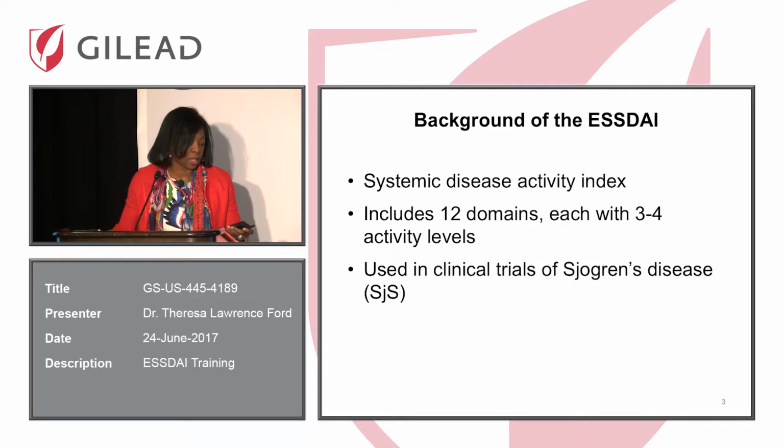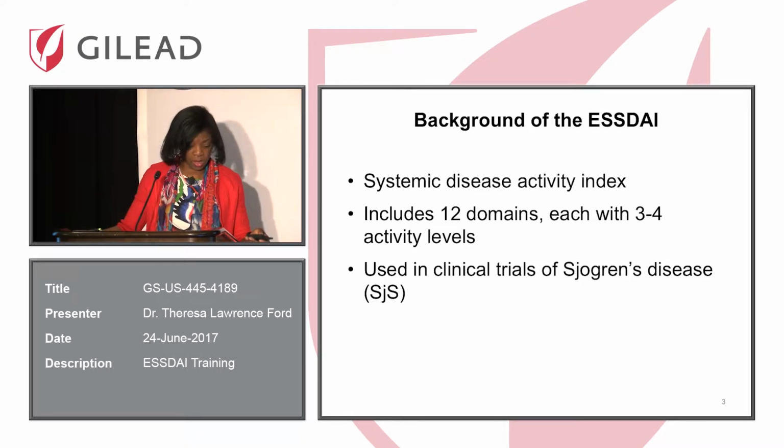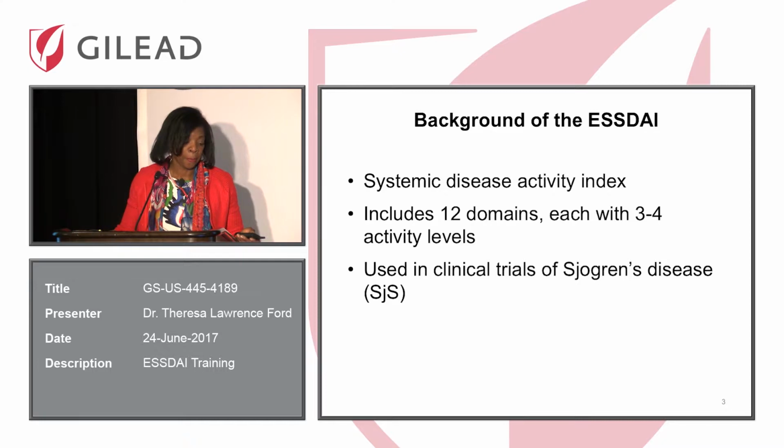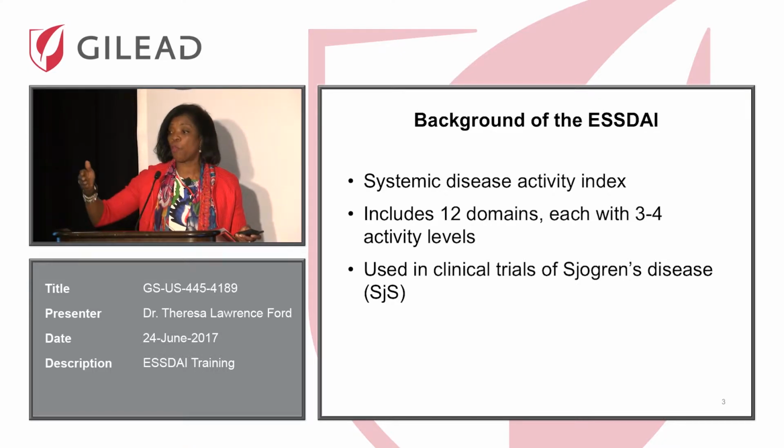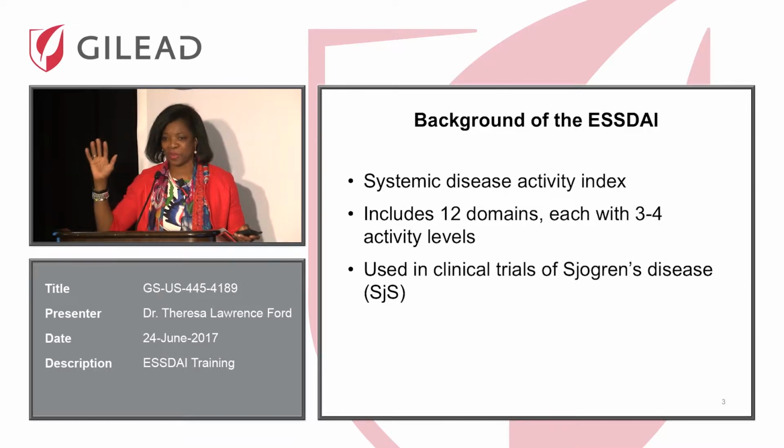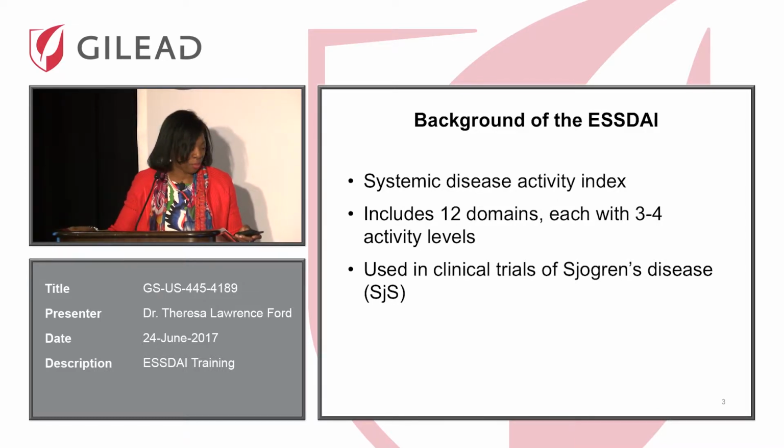The ESSDAI is a systemic disease activity index, so we're trying to see the activity of disease involvement in the patients we're evaluating. It includes 12 domains, each with 3 to 4 activity levels. And as I said, it's growing use, has its inclusion in most clinical trials of Sjogren's disease. Now, my plan was to be somewhat repetitive, and so you're going to see it once, you're going to see it twice, you're going to see it another time, and so we're going to try to really imprint and impress.